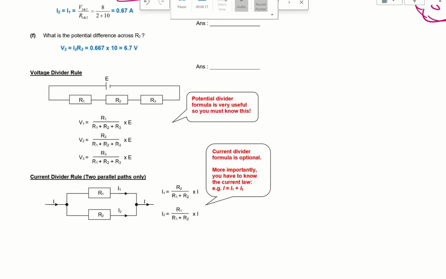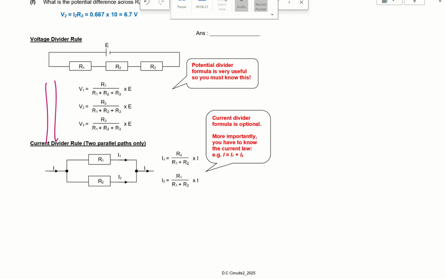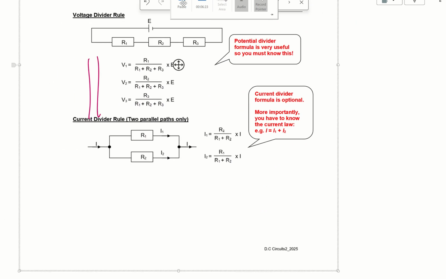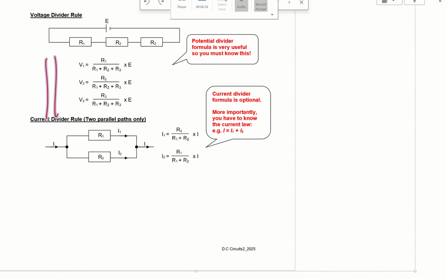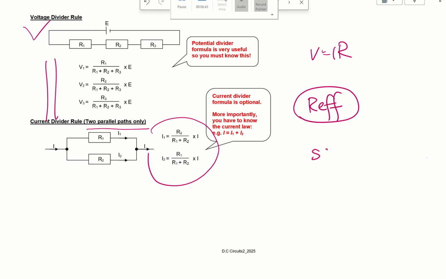Okay. So this is the voltage divider rule or the potential divider. Current divider, it is not applicable in our syllabus, but you can learn it also. It is for 2 parallel path only, so it's not very useful lah. Okay, the voltage divider and your V equals IR and your way how to resolve all your resistance and your sum, all these are more important.